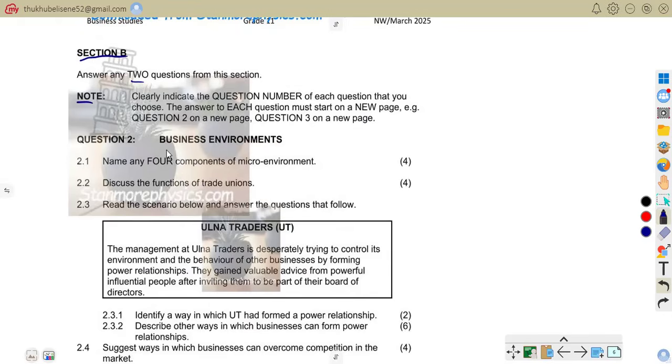There is also a note that you are given if you are to choose a question. It says clearly indicate the question number of each question that you choose. The answer to each question must start on a new page. Example: question 2 on a new page, question 3 on a new page. That is a very important instruction in future when you are writing your test or exams where you are to choose. But as we don't choose, we attend them all. Now we are on question 2, business environments.